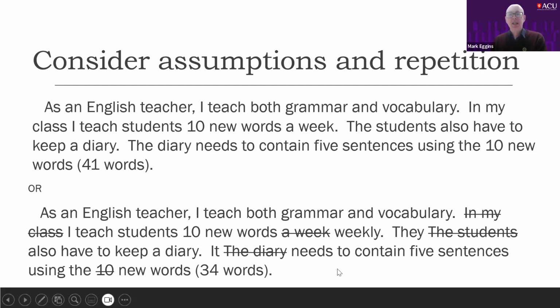As an English teacher, I teach both grammar and vocabulary. So therefore, we can assume you have a class. So you don't have to say in my class. You can just say, I teach students 10 new words. Instead of saying a week, say weekly. Now, we already know you've got students. So instead now, you can just say the students. They, instead of the students.